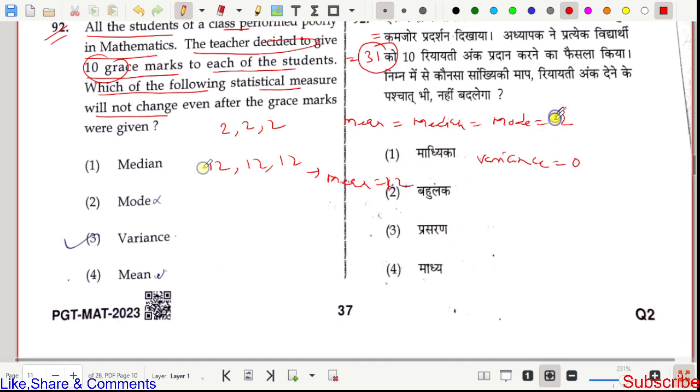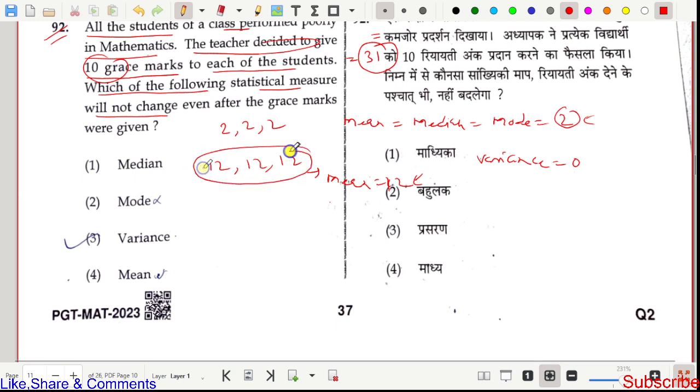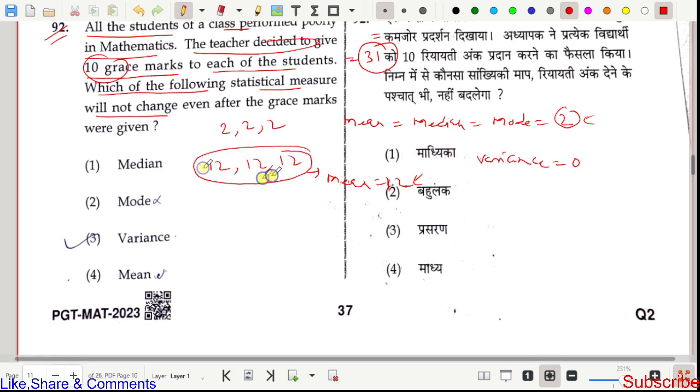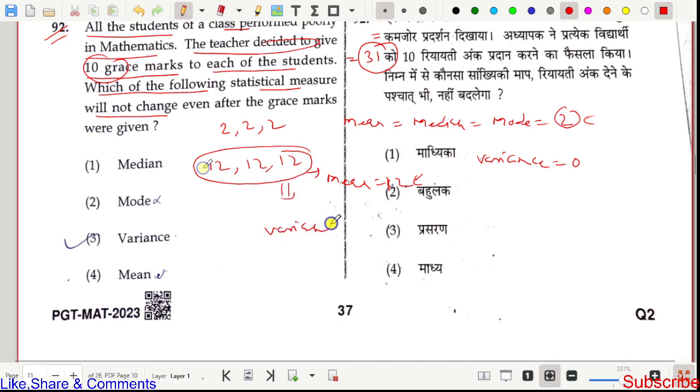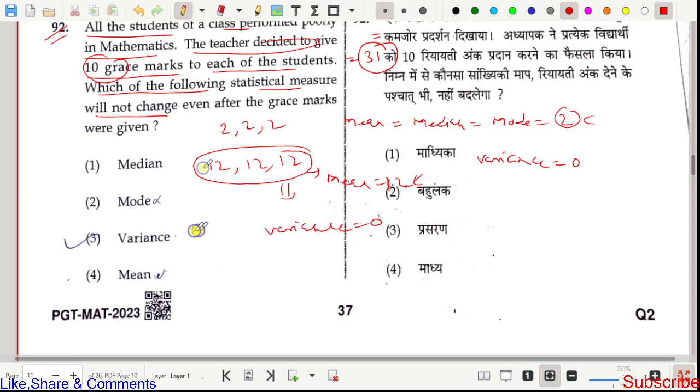Now it's changing. Check mean, median: previously it was 2, now it became 12. So mean, median, mode will all change if we add some number to each of the observations. Since after adding 10 to each number all numbers became the same, in this case the variance will also be 0. You can calculate the variance, you will get 0 only. The third option is our correct answer.